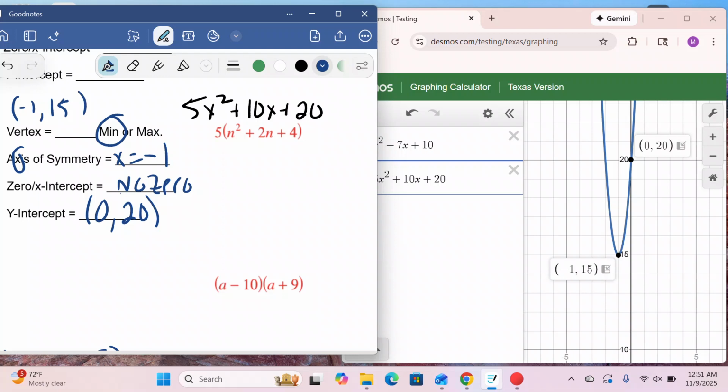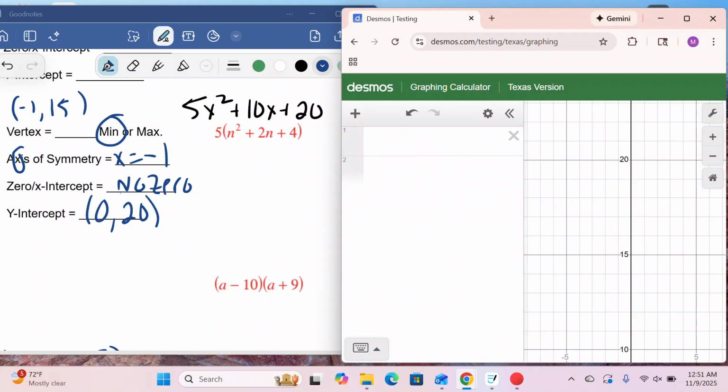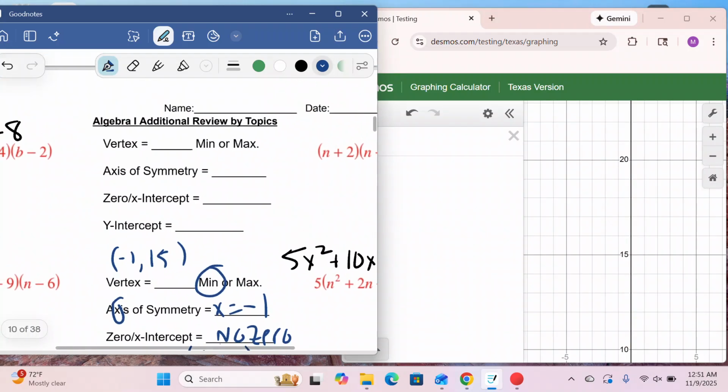If I want to see what happens if one's smaller, one's bigger, one's higher, does it get translated up, does it get translated down, then you can compare two graphs. You can compare three graphs, as many graphs as you want on the same grid. But for the sake of explaining the parabola, I'm going to get rid of this, and get rid of this. So I'm going to go ahead and go to my next problem.